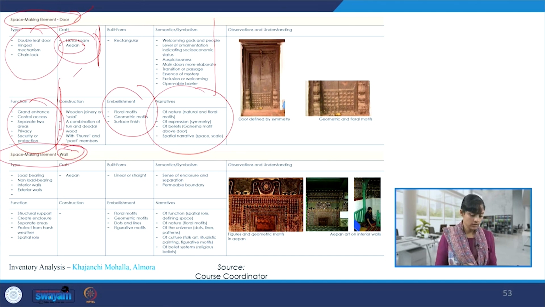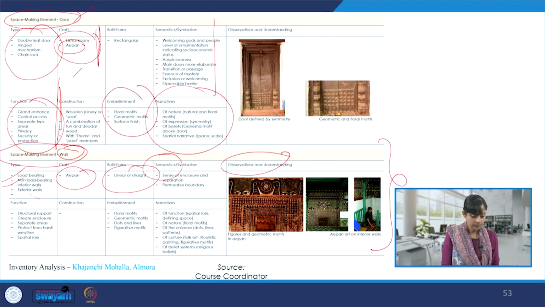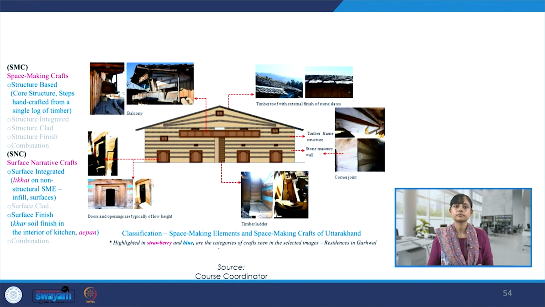Then the wall, which is again an important building element: type, load bearing, non load bearing, interior, exterior, what craft goes on it, what is the build form, semantics behind it, some observations which are put here in the form of images, different functions, embellishments, and again the narratives. This is another inventory or analysis where again we have tried to highlight for you the space making crafts and the surface narrative crafts.